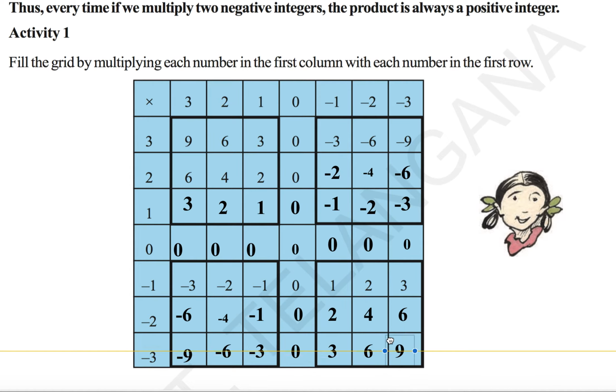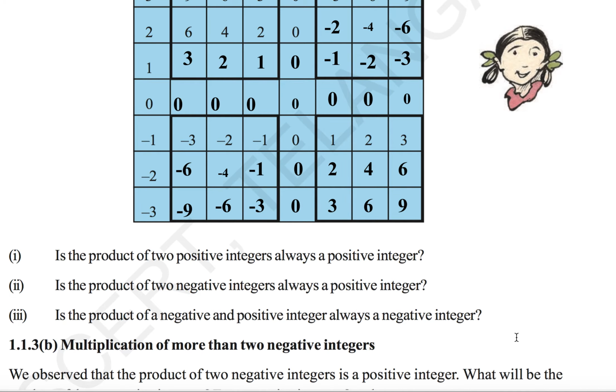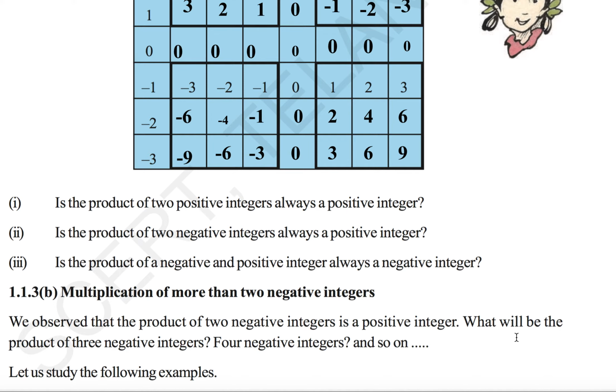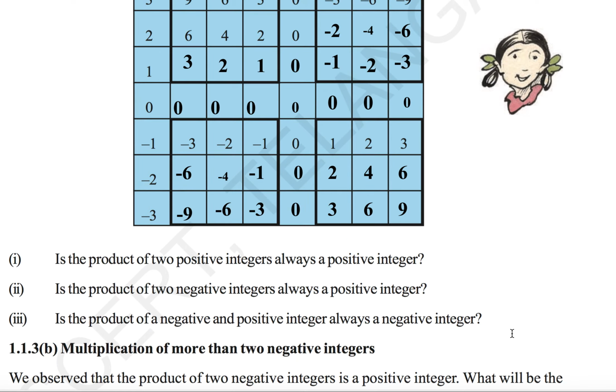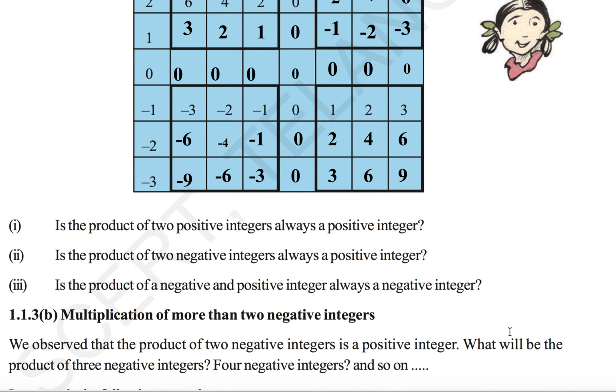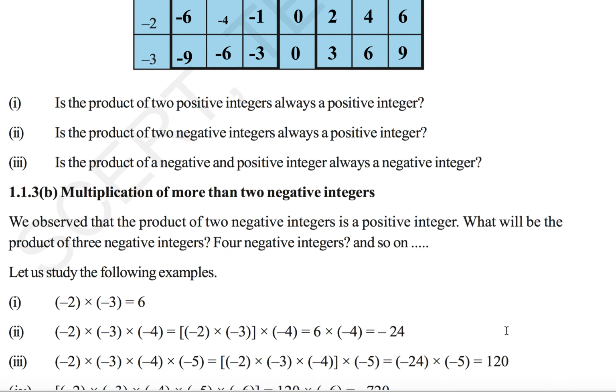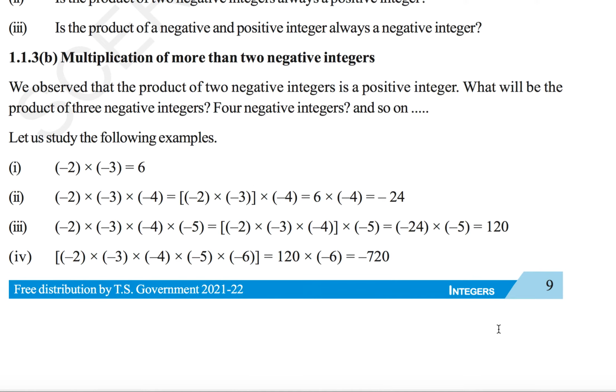Is the product of two positive integers always a positive integer? Yes, right. Is the product of two negative integers always a positive integer? Yes, right. Is the product of a negative and a positive integer always a negative integer? Yes, that is also correct. Multiplication of more than two negative integers.